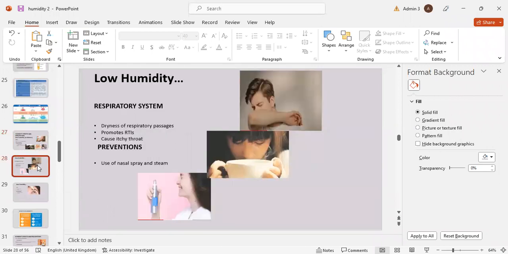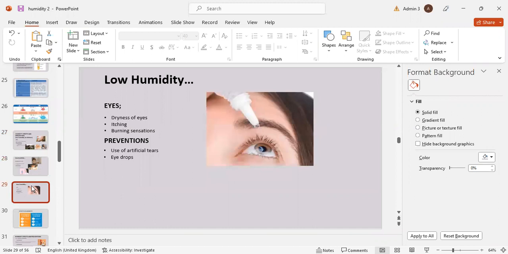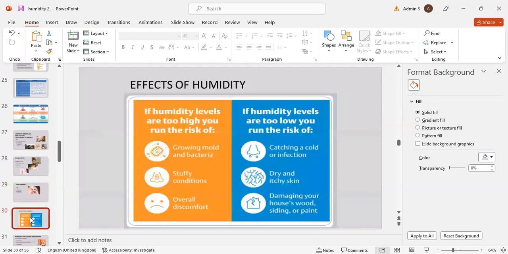On the respiratory system, the effects of low humidity are dryness of respiratory passages, promoting RTIs, respiratory tract infections, and causing an itchy throat. Prevention: use of nasal spray and steam. On eyes, dryness, itching, and burning sensation, which can be prevented by use of artificial tears and eye drops. And this table shows the health effects of high and low humidity.